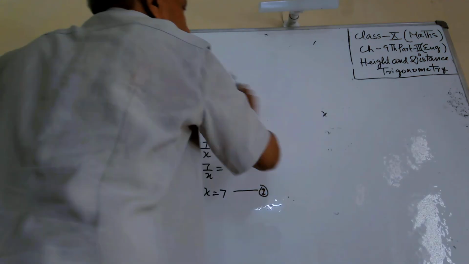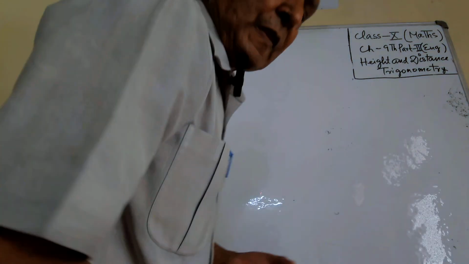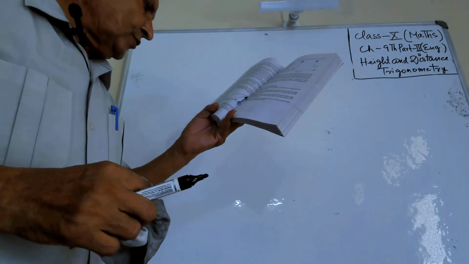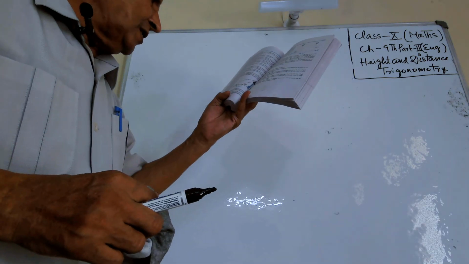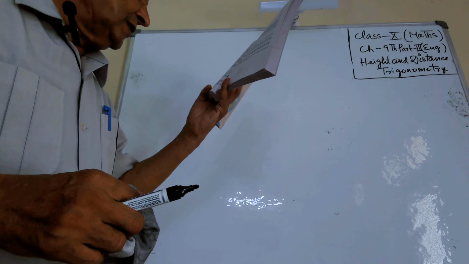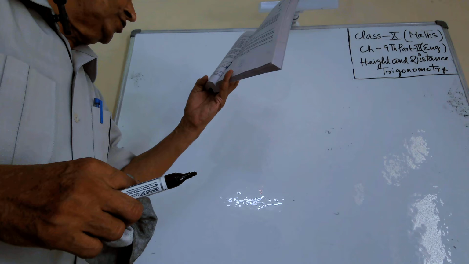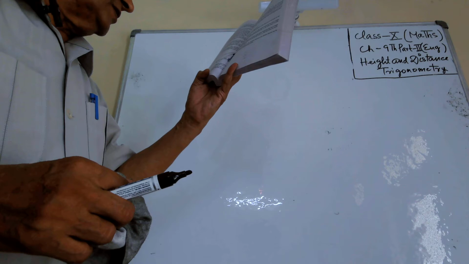Next, I am taking the next question. As observed from the top of a 75 meter high lighthouse from the sea level, the angles of depression of two ships are 30 and 45 degrees, with the ships exactly behind the other on the same side of the lighthouse. Find the distance between the two ships. This is the picture.